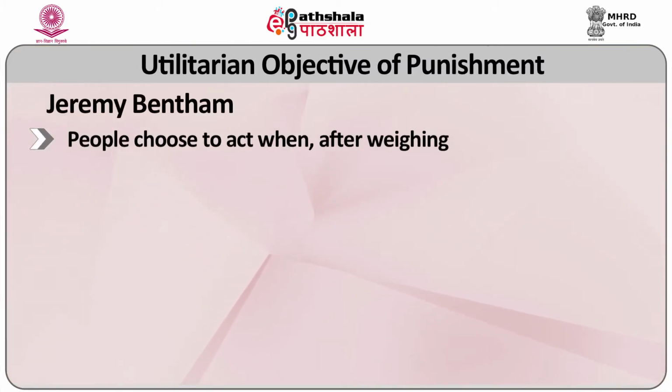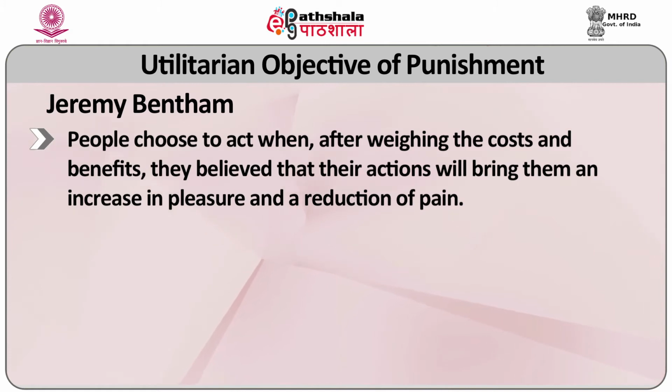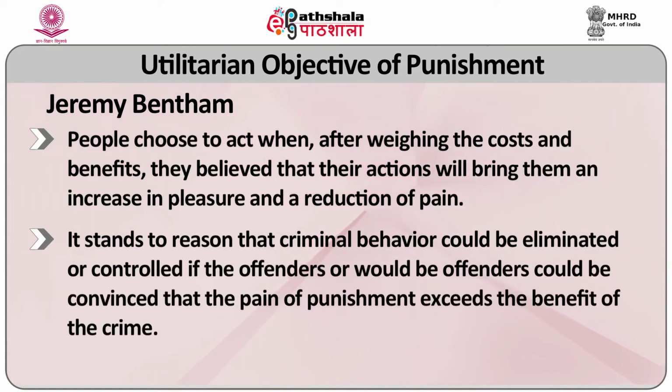Now, let us come to the utilitarian objective of punishment. During the 18th century, social philosophers such as Jeremy Bentham began to embrace the view that human behavior was a result of rational thought processes. According to Bentham's utilitarianism, people choose to act when, after weighing the costs and benefits, they believe that their actions will bring them an increase in pleasure and a reduction of pain. It stands to reason that criminal behavior could be eliminated or controlled if offenders or would-be offenders could be convinced that the pain of punishment exceeds the benefit of the crime. The utilitarian rationalized punishment with the help of criminal law as a means to achieve certain goals.